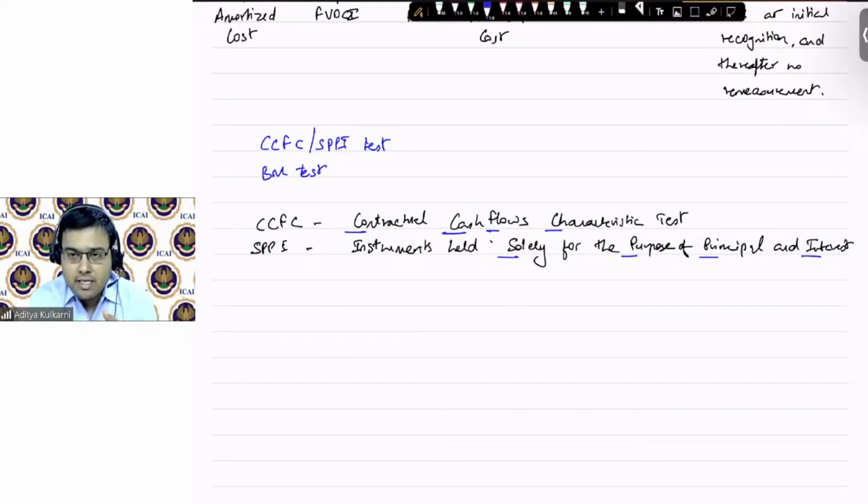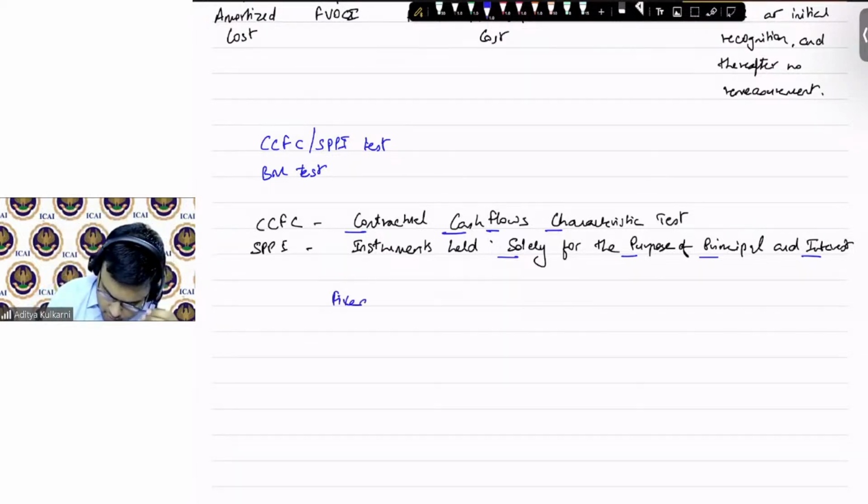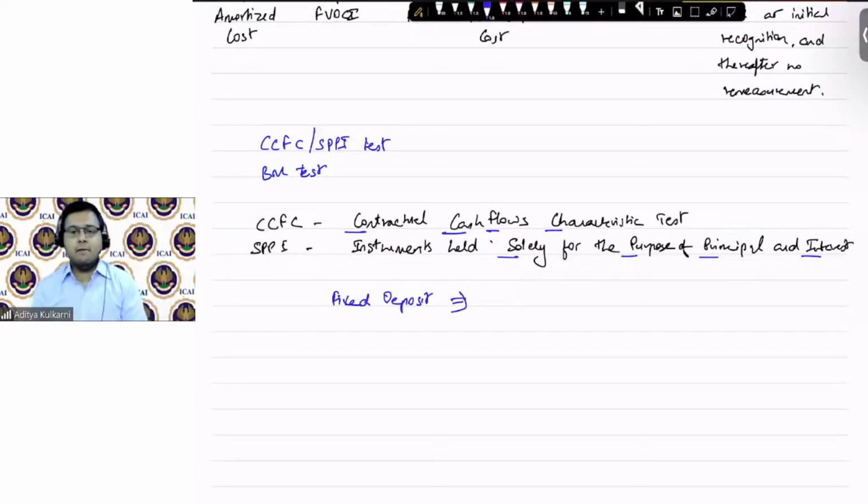But is it a financial asset for you? Revisit the definition. It could mean cash or an equity instrument of another entity. So is it cash for me? Yes, it's there in my bank account. But it is there in fixed deposit. Now when you talk about fixed deposit, what do you expect from this financial asset? When you make a fixed deposit in a bank, what are your expectations? Tell me.